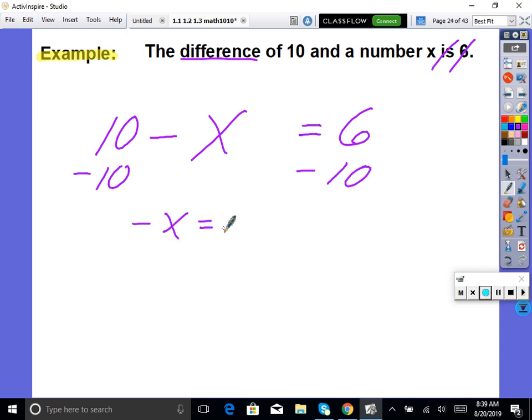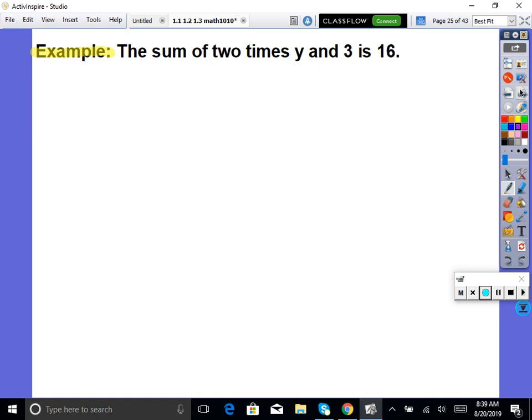So we have negative x equals negative 4, so therefore x equals 4. Questions on that? Okay, don't overcomplicate it. Think a little bit, but don't overcomplicate them. Okay, let's read another one.